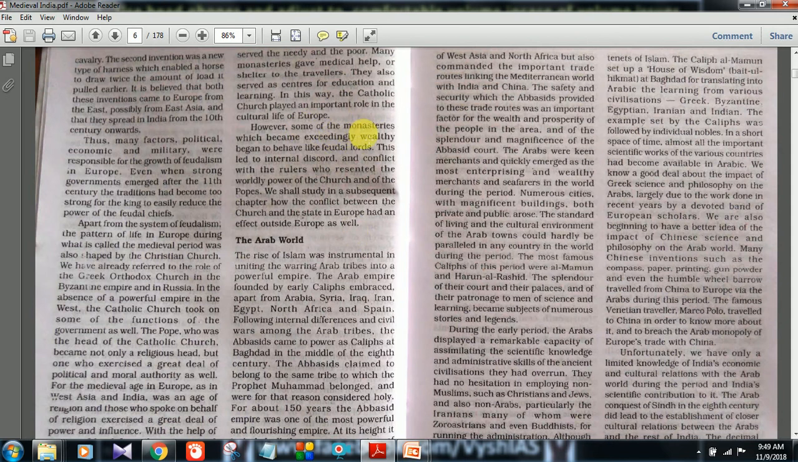However, some of the monasteries which became exceedingly wealthy began to behave like feudal lords. This led to internal discord and conflict with the rulers who resented the worldly power of the church and of the popes. Again, we shall study about this later. So first we told about the military chiefs who became powerful, and now we are telling about the church which is powerful. That is about Europe.